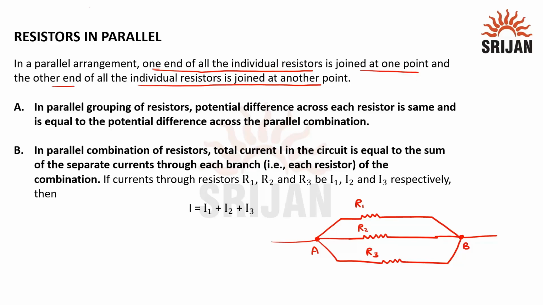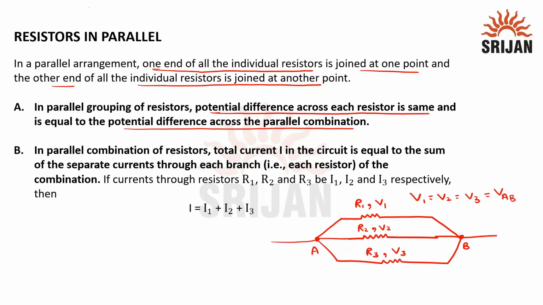Now in a parallel grouping of resistors, potential difference across each resistor is same and is equal to the potential difference across the parallel combination. So let us say potential difference across R1 is V1, across R2 is V2 and across R3 is V3. So in a parallel combination, potential difference across each resistor is equal and is equal to the potential difference across the combination, that is potential difference across the points A and B.